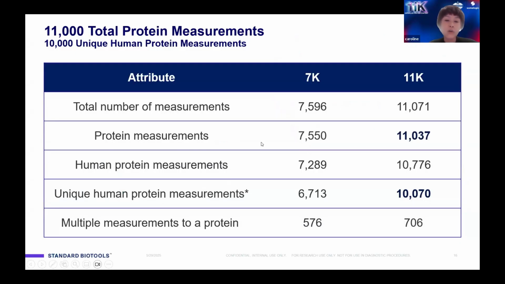Here is a summary of the total number of measurements between both the 7K and the 11K assay. Total number of measurements indicates the number of SomaMer reagents that we have in each of these panels. Unique human protein measurements means the unique proteins, based on UniProt ID, that can be detected in both of these panels. With the 7K assay, you can detect 6,713 unique proteins, and with the 11K assay, you can detect 10,070 unique proteins based on UniProt ID.